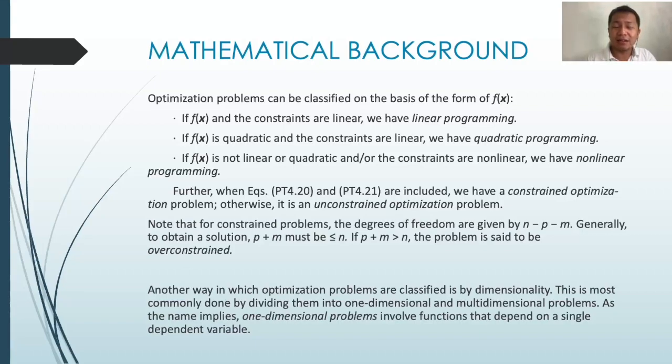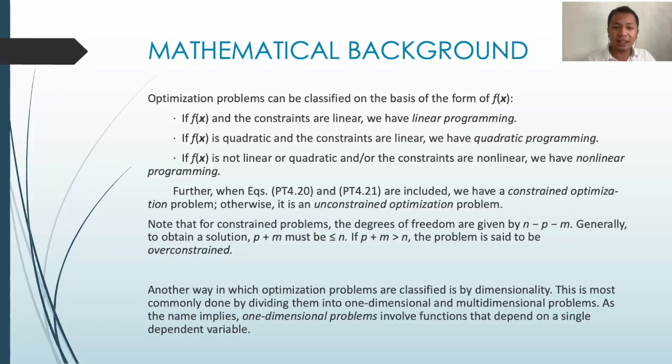So if f of x and the constraints are linear, then we have linear programming. If f of x is quadratic and the constraints are linear, then we have quadratic programming. And if f of x is not linear or quadratic and/or the constraints are nonlinear, then we have nonlinear programming. Further, if the previous equations are included, then we have a constrained optimization problem. Otherwise, it is an unconstrained optimization problem.